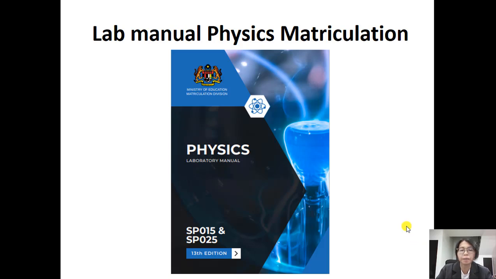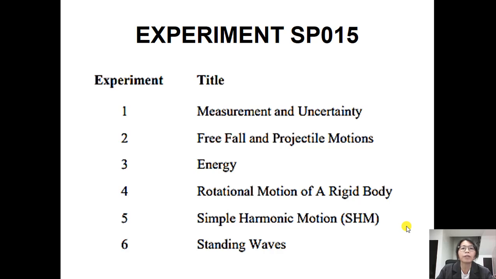laboratory session. For this semester, we are going to perform 6 experiments: experiment 1, measurements and uncertainties; experiment 2, free fall and projectile motion; experiment 3, energy; experiment 4, rotational motion of the rigid body; experiment 5, simple harmonic motion; and experiment 6, standing wave.